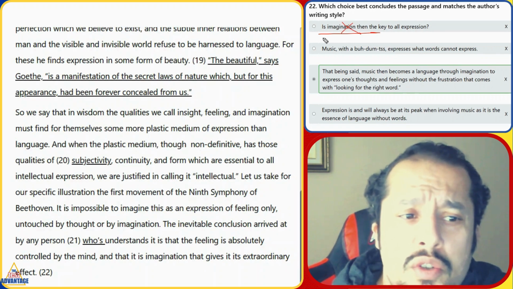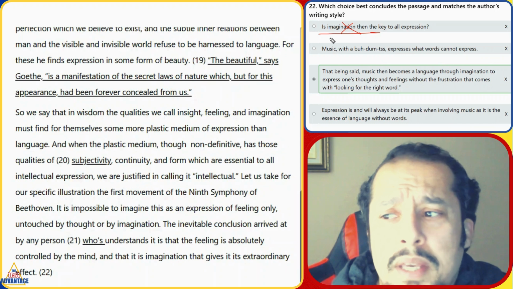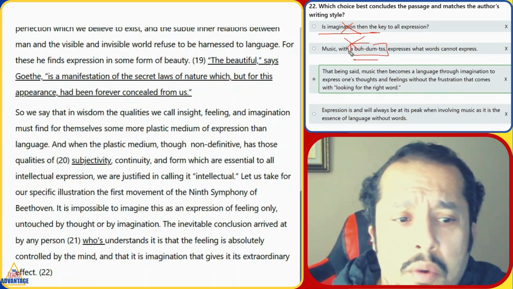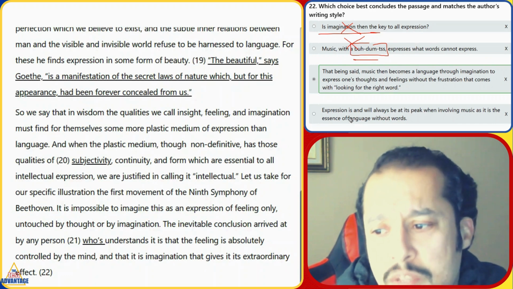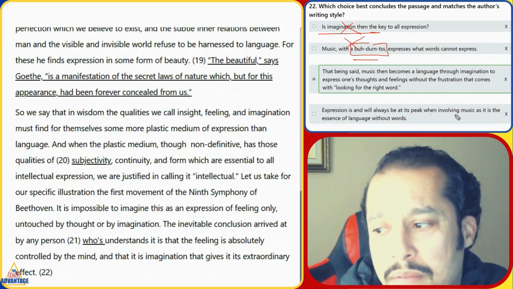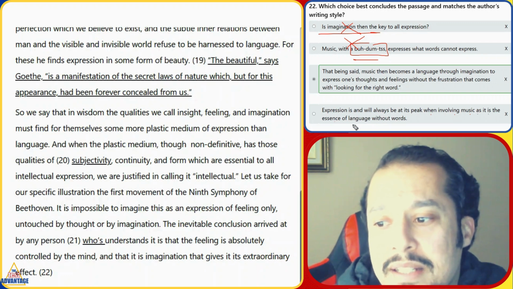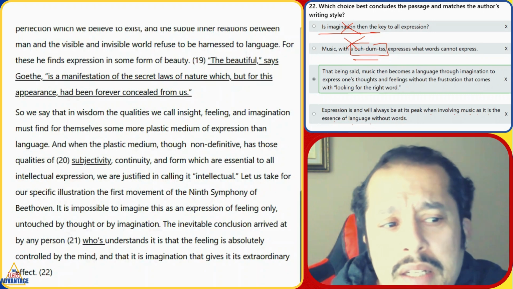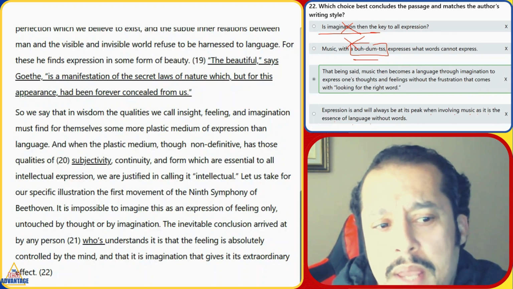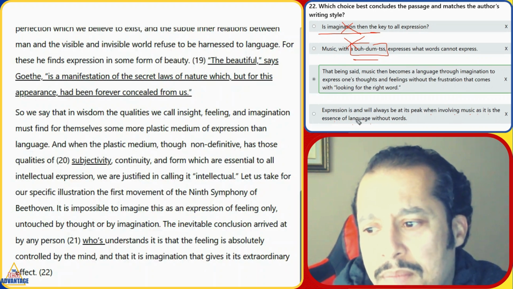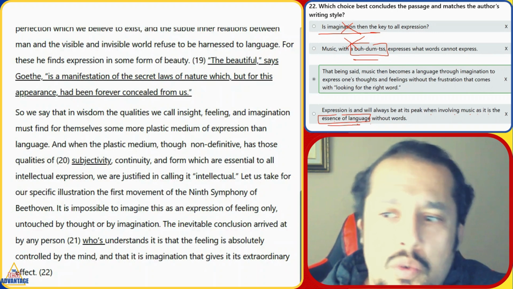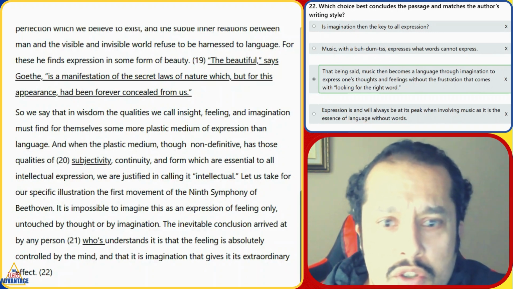So that's wrong. You can't introduce a new question at the end. Choice B uses inappropriate language, but this is informal. And choice D, "expression is and will always be at the peak when involving music, and it is the essence of language without words." It is somewhat related, but it's not effective, right? Because it gives us something new, the essence of language, and we shouldn't introduce new ideas. So here we're going to say answer C.